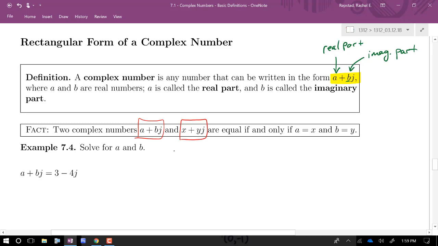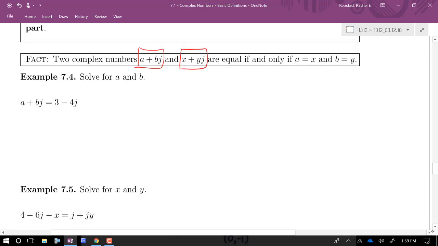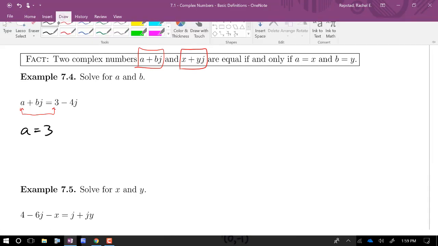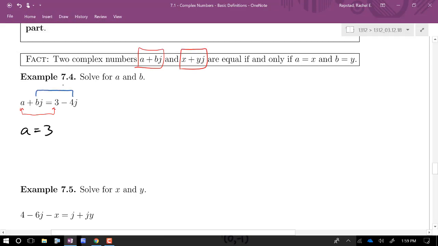So that's what this fact says, right? If their real parts are the same, a is equal to x, and their imaginary parts are the same. So we can use this fact to solve some equations. If a plus bj is equal to 3 minus 4j, well, this is really just a direct application of this fact. If these are equal, then the real parts have to be equal. We must have a equal to 3. And if these numbers are equal, then their imaginary parts must be equal. And so we must have b equal to negative 4. Note that I'm grabbing that sign as well.